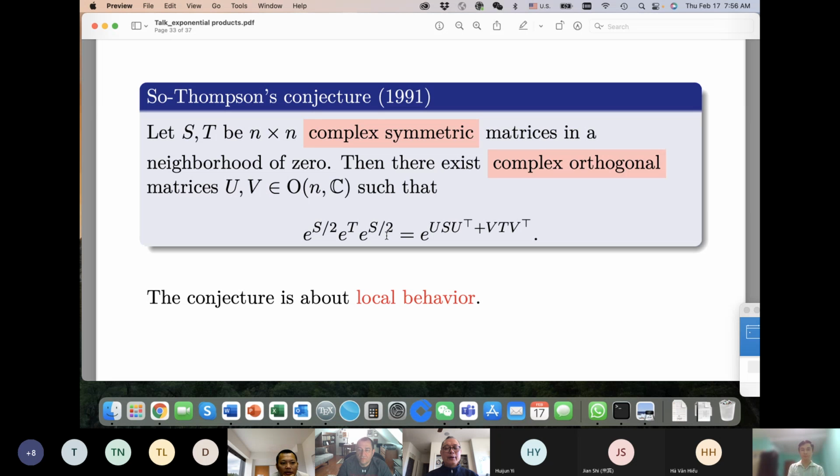Interesting. Right. And I think So and Thompson also used perturbation theory to handle the 2x2 case.